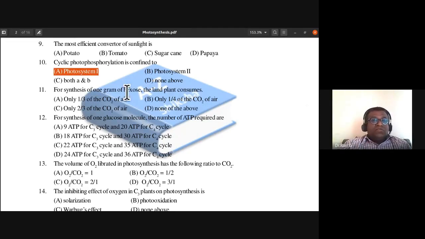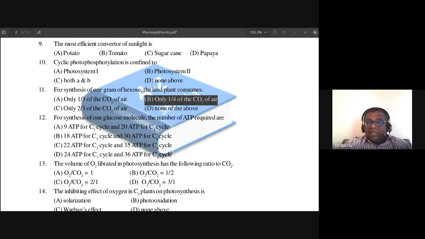So for synthesis of 1 gram of hexose, they have even given the unit, 1 gram of hexose, glucose, the land plant consumes only a quarter of the carbon dioxide of air. The land plant is going to consume only a quarter of the carbon dioxide of the air.